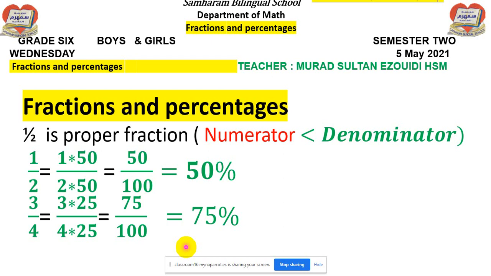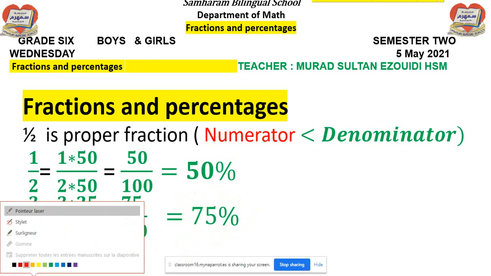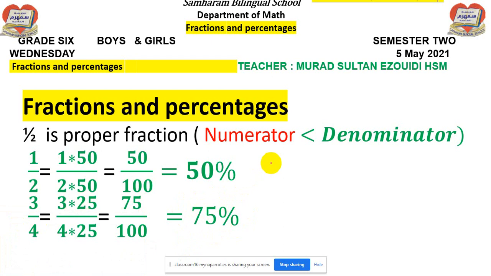Is equal to 70. Yes, 75 divided by 75%. Clear? I will give another example. For example, 3 divided by 10, my learners. I want to write this as a percentage. Clear?